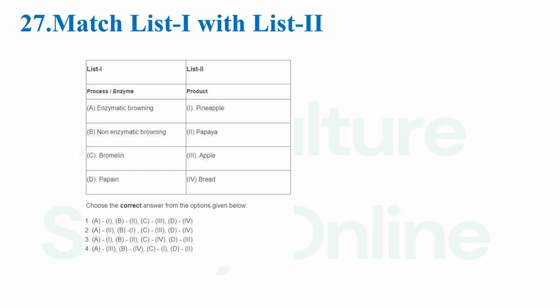Question number 27, we have to match the process or the enzymes with its product. First one is enzymatic browning, that is apple. Apple turns brown due to polyphenol oxidase enzyme, that is PPO. Non-enzymatic browning in bread we will see, which occurs via Maillard reaction. Bromelain is an enzyme which is naturally found in pineapple, and papain in papaya. So correct option is option number 4, A3, B4, C1 and D2.